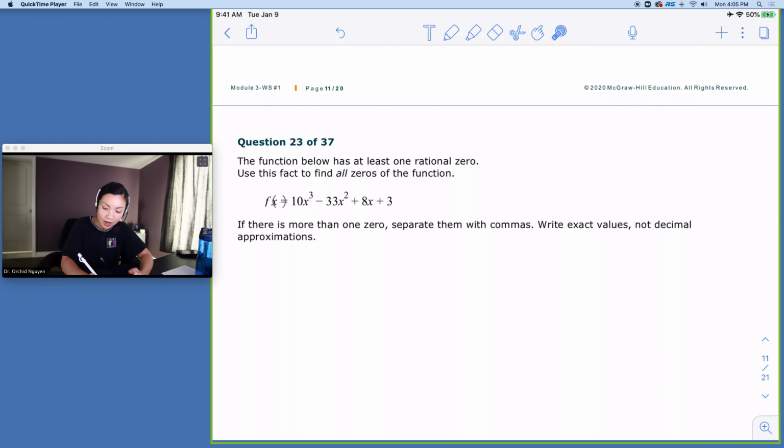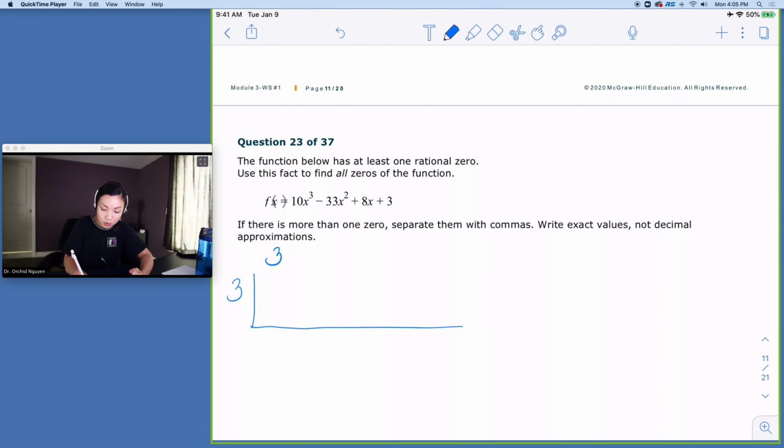So how about I try 3? Now, if 3 is not right, then we go back. We try negative 3 or we try 1, right? But anyway, let's try it. How do I know if it's a right number?